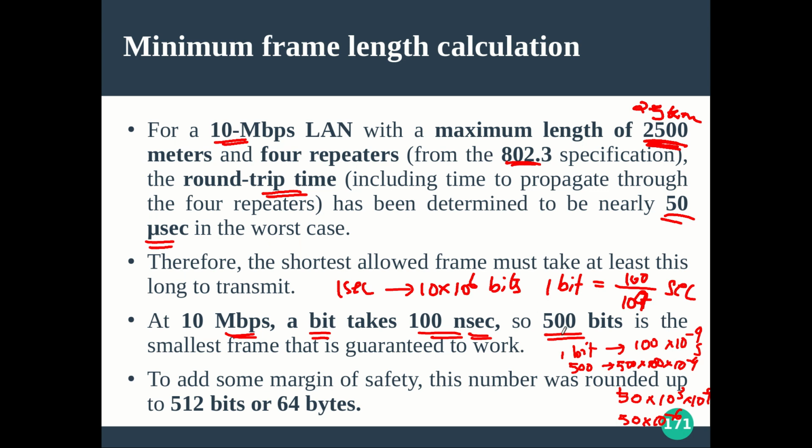You have to make the length of the frame to be 500 bits in a typical Ethernet with 10 megabits per second speed. So 500 bits you can round up to 512 bits, and that 512 bits is nothing but 64 bytes. So that is how they came up with the minimum size of 64 bytes in a typical classic Ethernet. Okay. Now one more field, with that we will wind up this lecture, the checksum field.